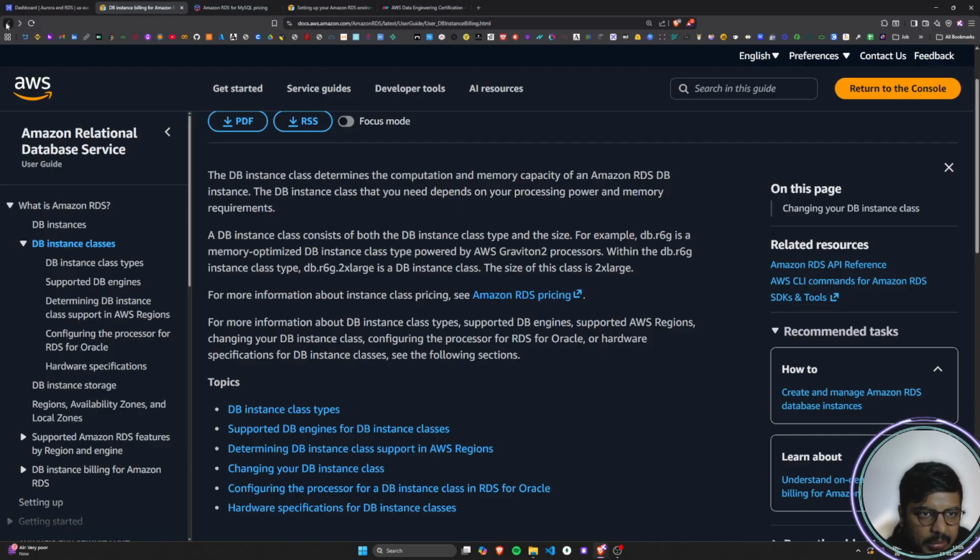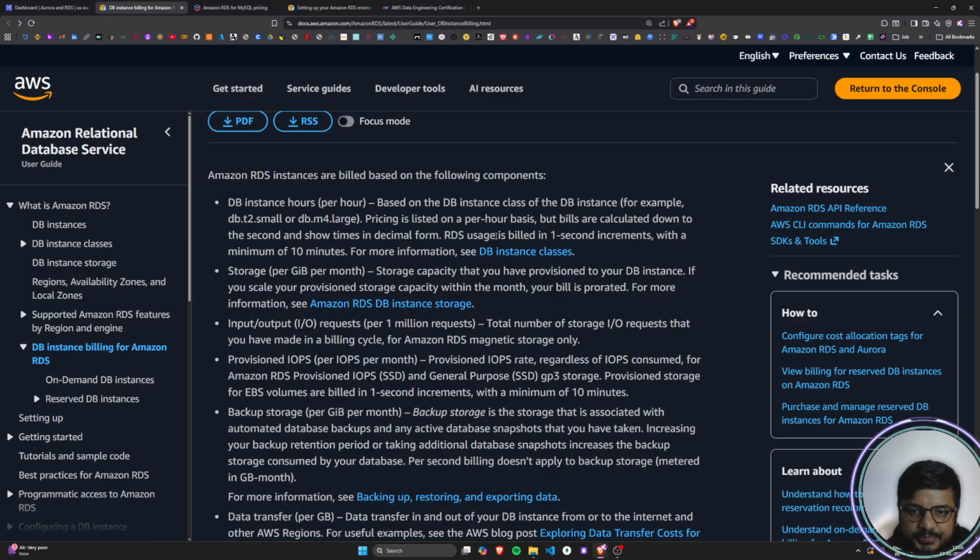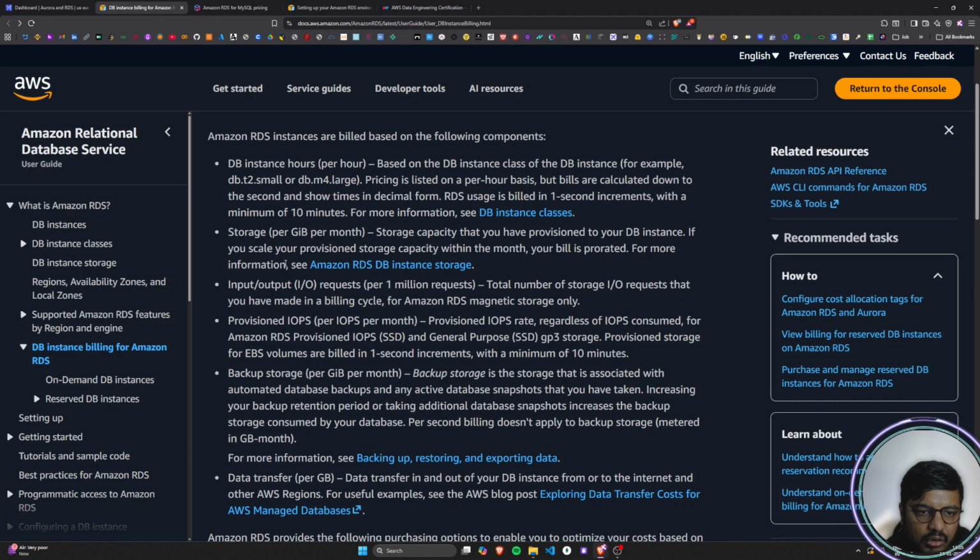Okay, so I have to go back to the billing one. Now talking about the storage. Storage is per GB per month.